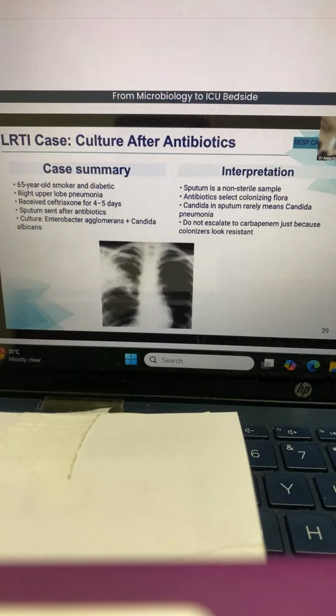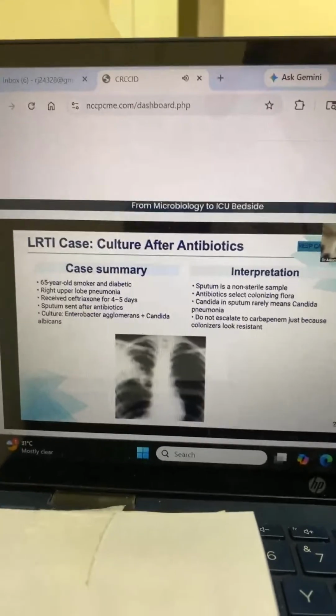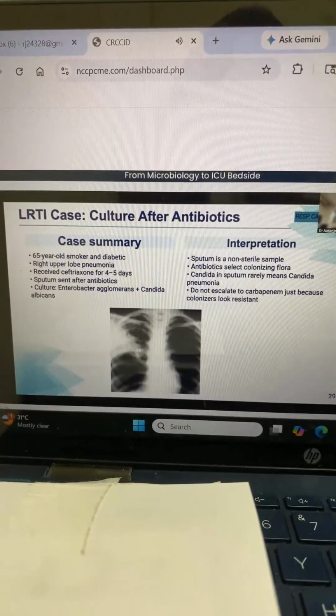Another case of a 65-year-old smoker and diabetic with right upper lobe pneumonia, given ceftriaxone for 4 to 5 days. A sputum sample was sent after the antibiotics, and the culture from sputum grew Enterobacter agglomerans and Candida albicans. Now remember that a sputum sample is a non-sterile sample first of all.